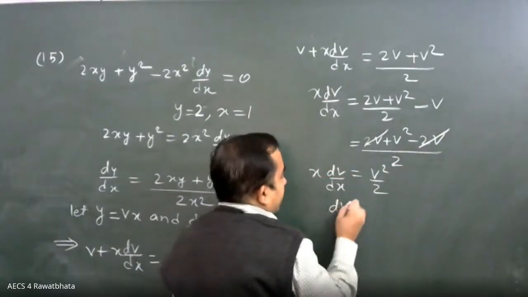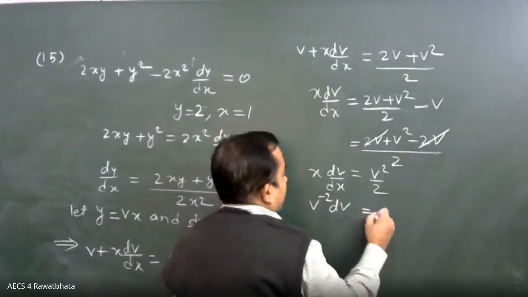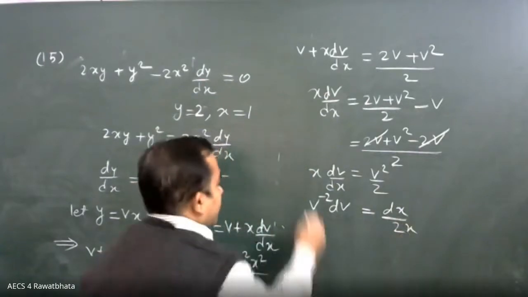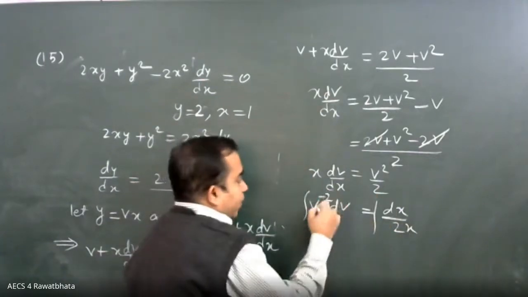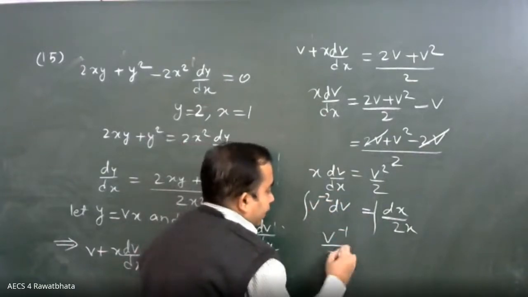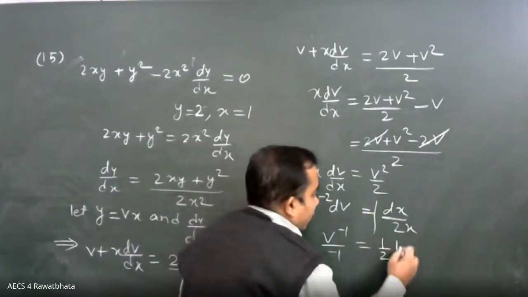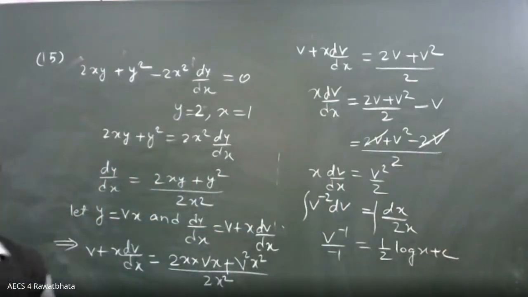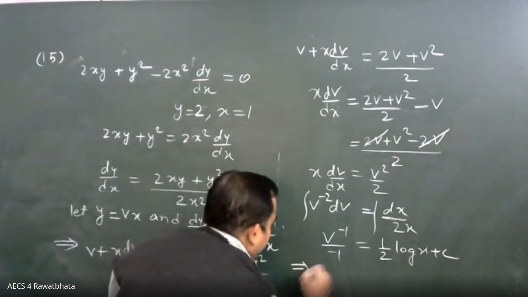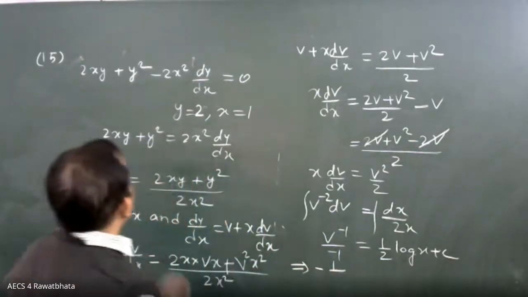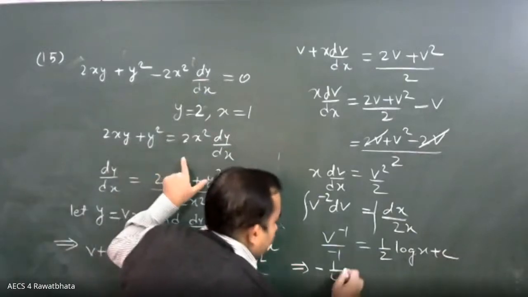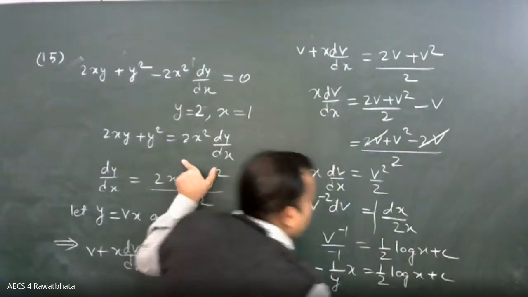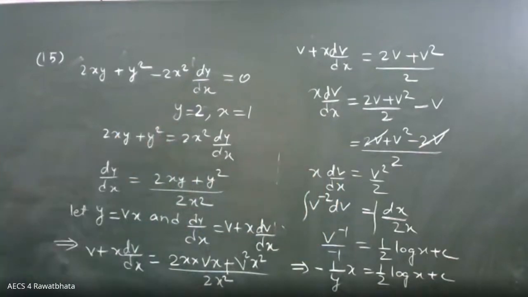So separate the variables and integrate. X to power n plus 1 upon n plus 1 will be applied. I request students to keep checking. Minus 1 upon v. V value was y upon x. And now to get the value of c by using this given information.